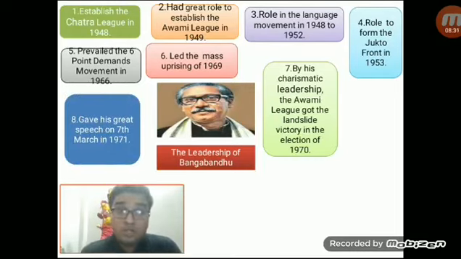Then he gave his great speech on 7th March 1971. After the election win, it was expected that the East Pakistan Awami League would form the government. But the West Pakistani rulers did not want to hand over power to our great leader Bangabandhu Sheikh Mujibur Rahman. So he had to give a historic speech on 7th March 1971 at the Racecourse Field. Today his speech is highly recognized internationally.